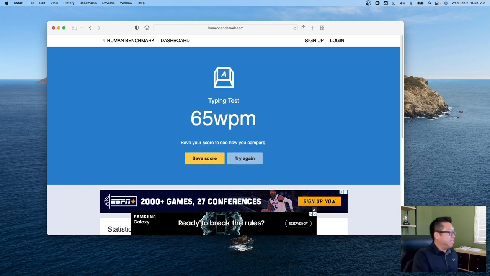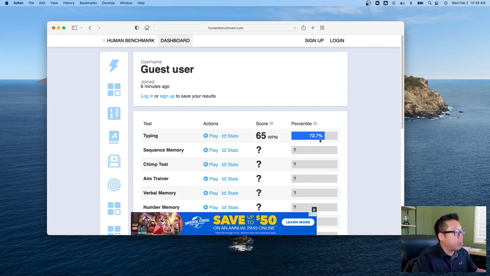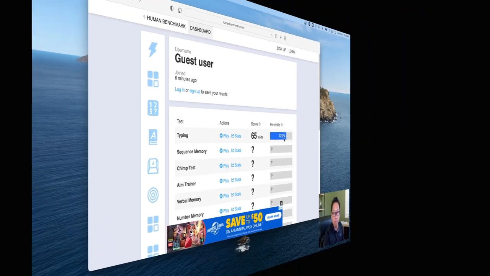Let's go. Okay, so I got 65 words per minute. And what I want to talk about here is what does this percentile mean? So I got 72.7%. Let's call that 73%. So what does a 73 percentile mean?